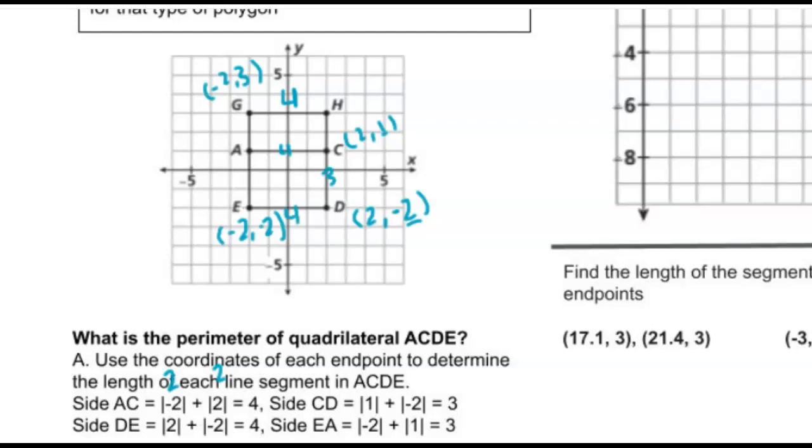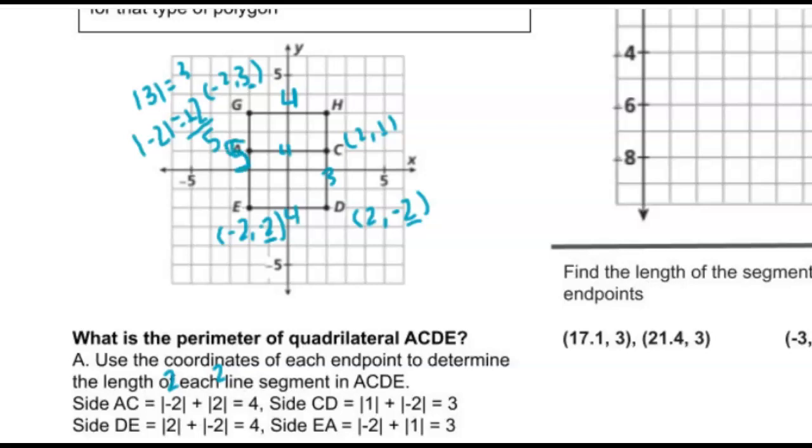The number that's different are not our x's this time because both of those are -2. We're going to look at our y's. We have a 3 and a -2. So we're going to find the absolute values of that. The absolute value of 3 equals 3. The absolute value of -2 is 2. We're going to add those together and we get 5. So this side is 5.